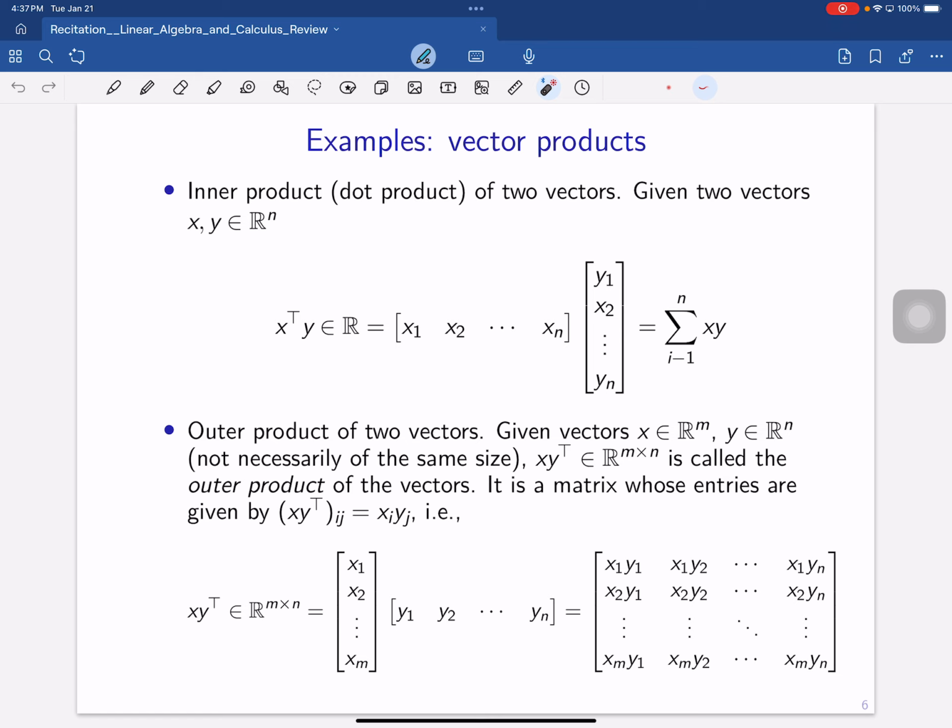Of course, you can multiply these two vectors very easily. Since they have the same dimension, you just add them up. So here I should write it down as the sum of xi yi. Here's a typo: this should be y.